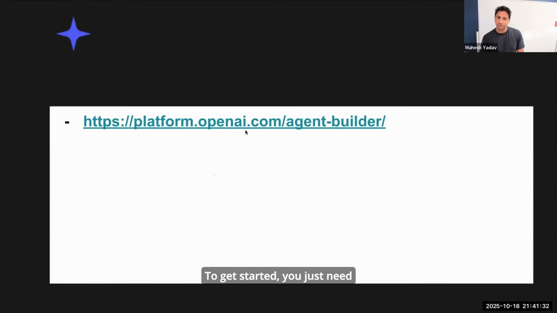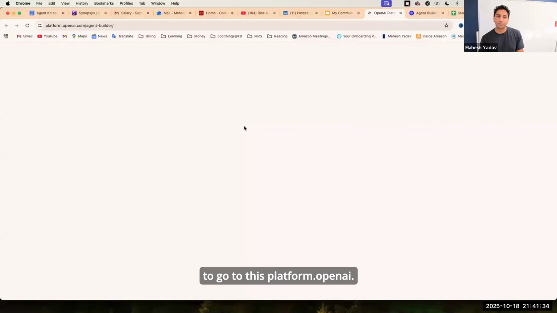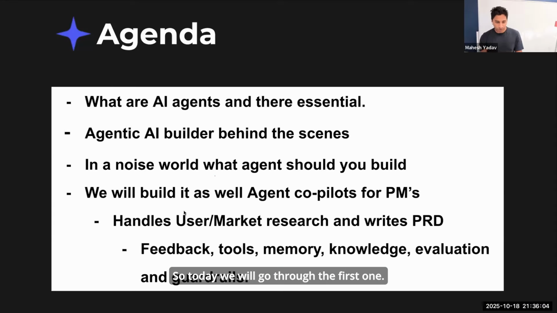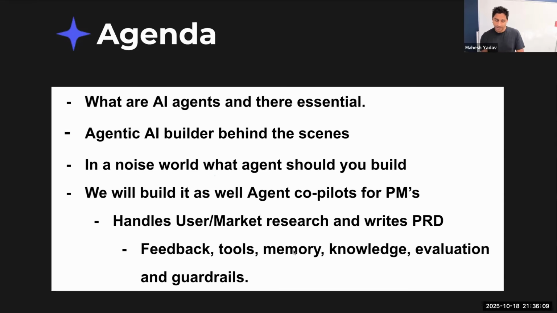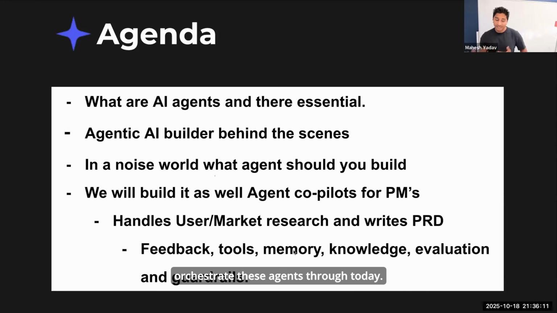To get started, you just need to go to platform.openai.com. Today we will go through the first one: how can you handle feedback? How can you use tools? How can you use memory? I will show you how to orchestrate these agents today.